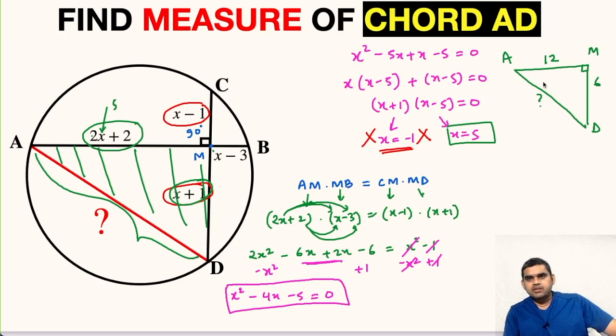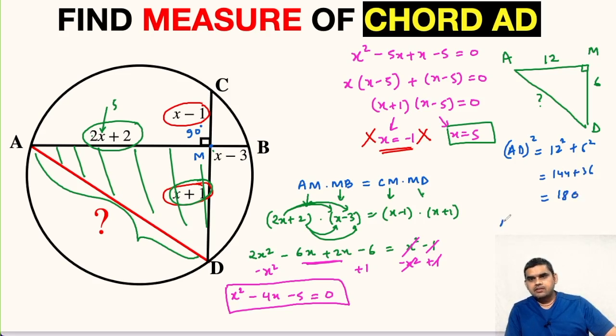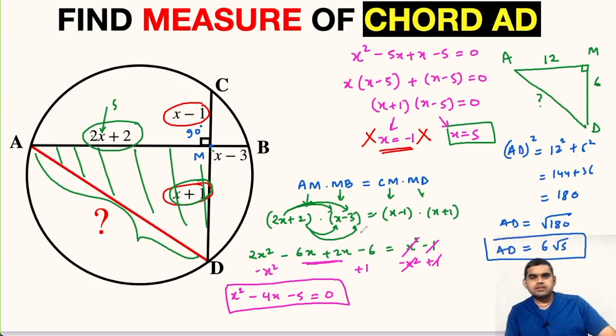We will use the Pythagorean theorem here, so we will get AD squared, that is the square of the hypotenuse, equals 12 squared plus 6 squared, 144 plus 36 equals 180. So AD will be equal to the square root of 180, and this will be 6 root 5 units. So we have found the measure of this chord AD as 6 root 5 units.